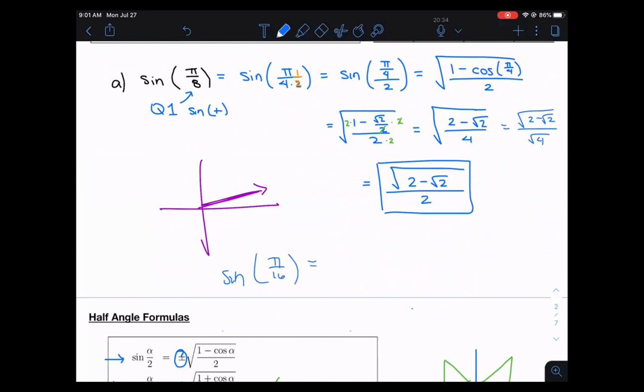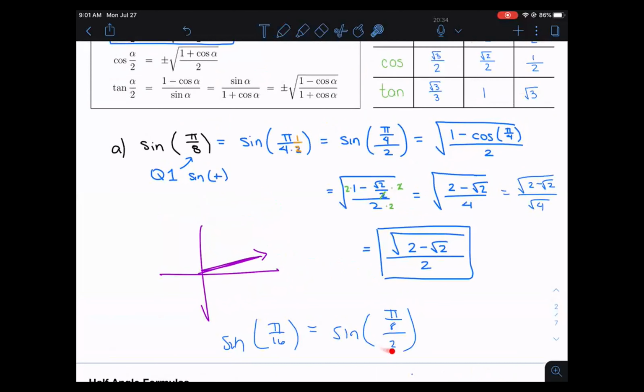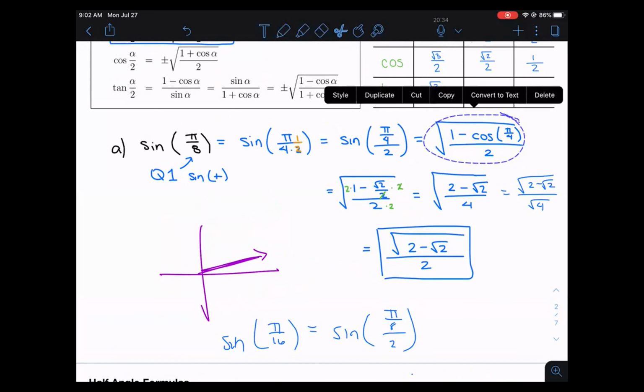If you did have sine of pi over 16, then this would mean that you would have sine of pi over 8 over 2. If you divide pi over 8 by 2, that's the same thing as saying pi over 16. And so this means that you would have to plug this into your formula now. So instead of having pi over 4, now what you're going to plug in is pi over 8. It's going to be exactly the same formula as this.